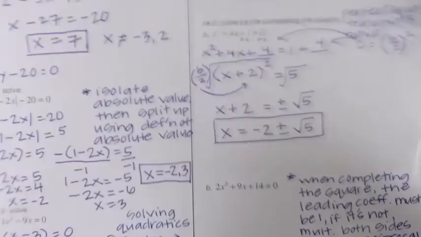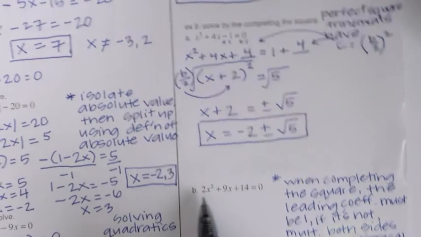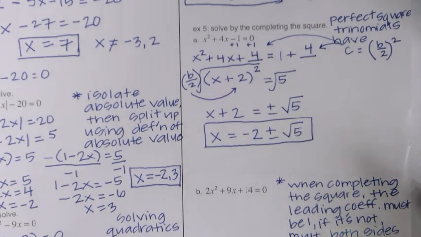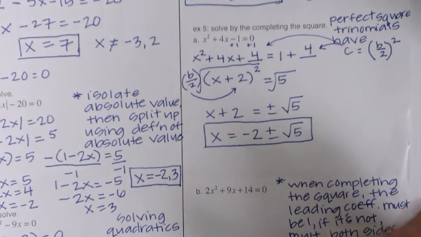So, speaking of example B, first of all, I have 2x squared plus 9x plus 14 equals 0. I have this little note here. When completing the square, the leading coefficient must be 1. If it's not, then you have to multiply both sides by the reciprocal of the leading coefficient.